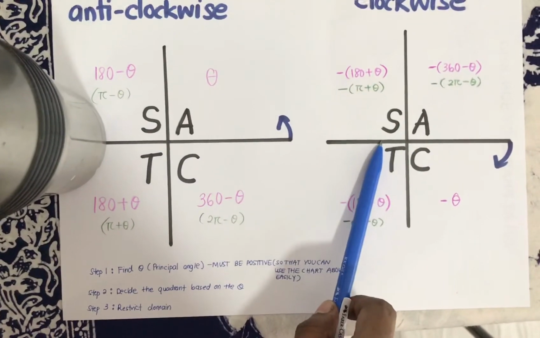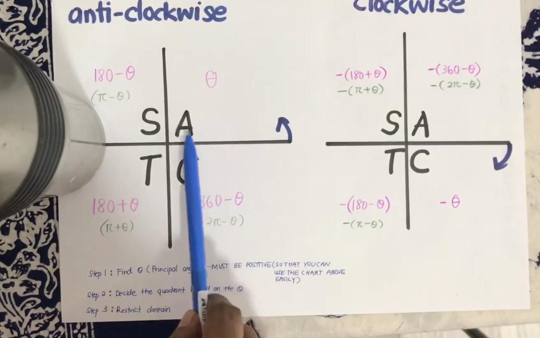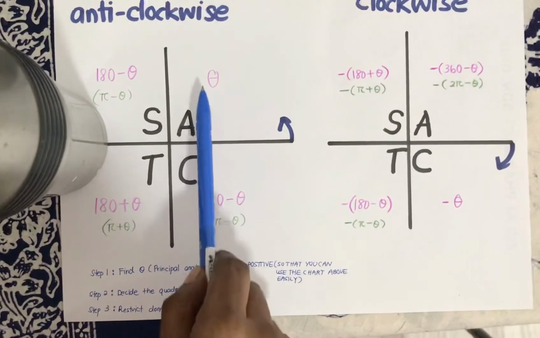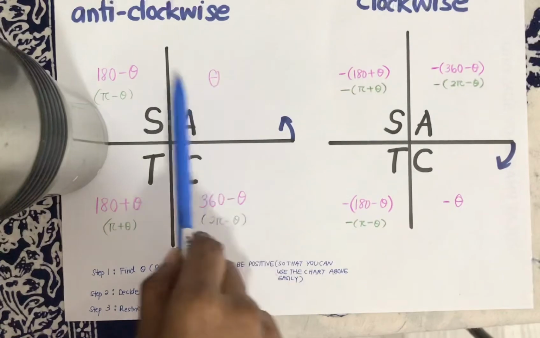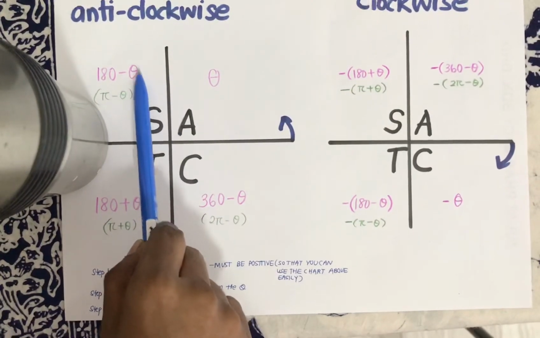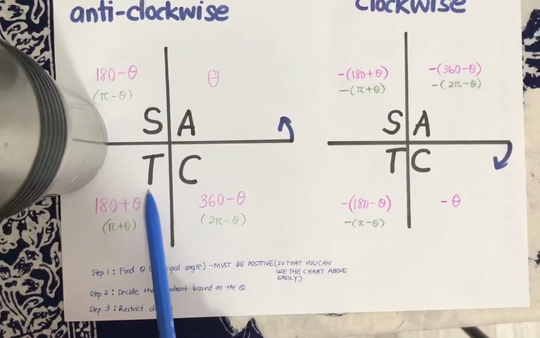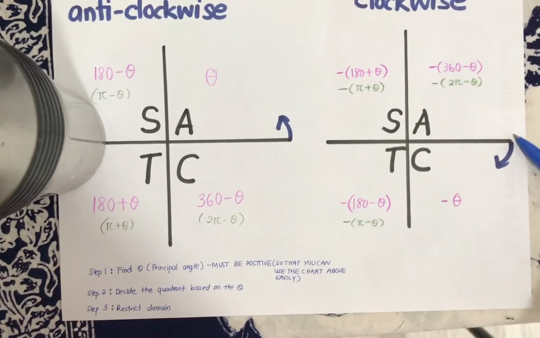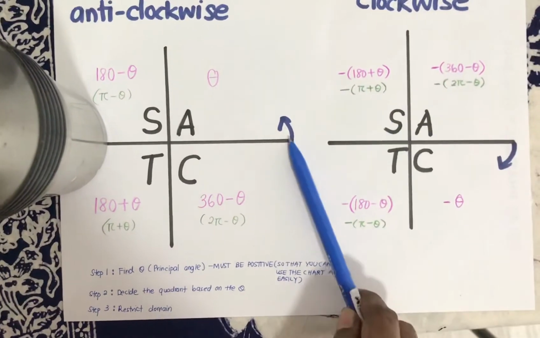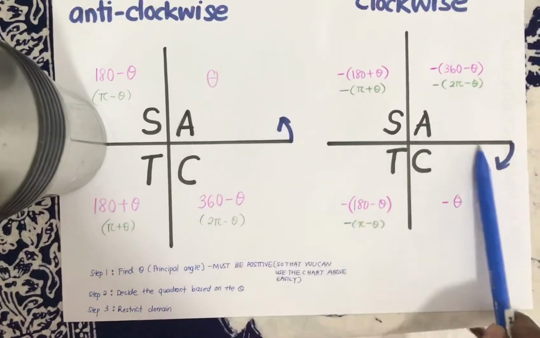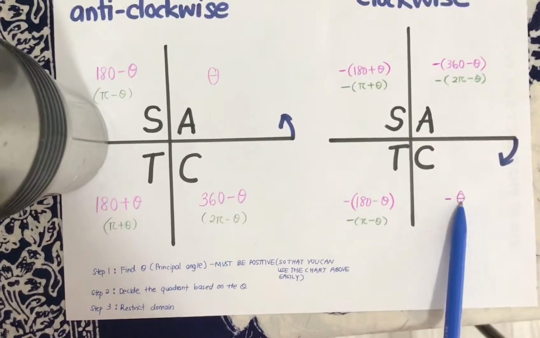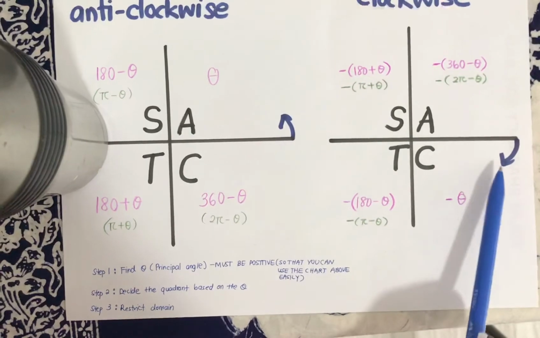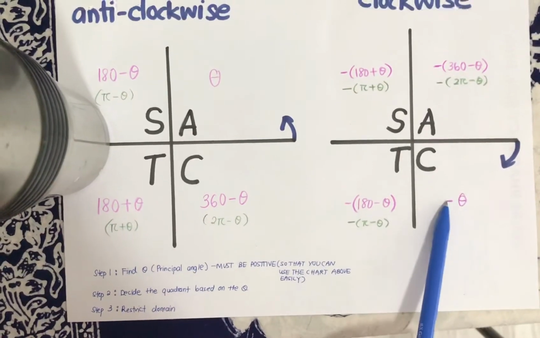Now what is changing? If my principal angle in the first quadrant is theta, then I am very sure you already know this: 180 minus theta, 180 plus theta, 360 minus theta. But now if I am starting my journey clockwise, if I go upward here, it's theta, right? So now when I'm going down, the angle is also worth theta. But because my direction is downwards, you have to add a negative.